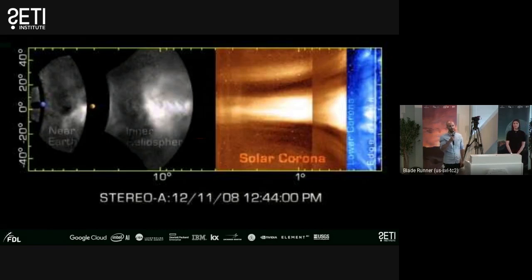I want you to keep an eye out. There's going to be a counter that shows up on the bottom left-hand side of the image, which is actually measuring the density of material impacting near Earth. And you'll see just as the CME hits us, it redlines. I'm going to play it now.